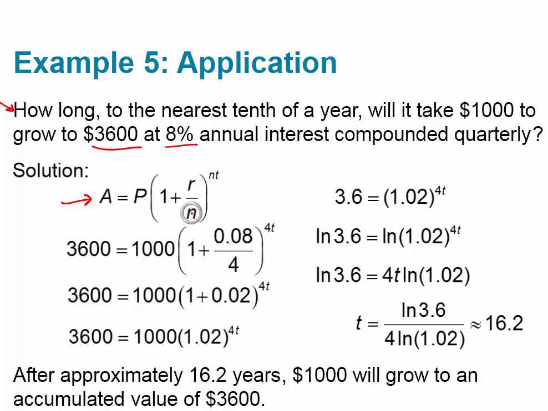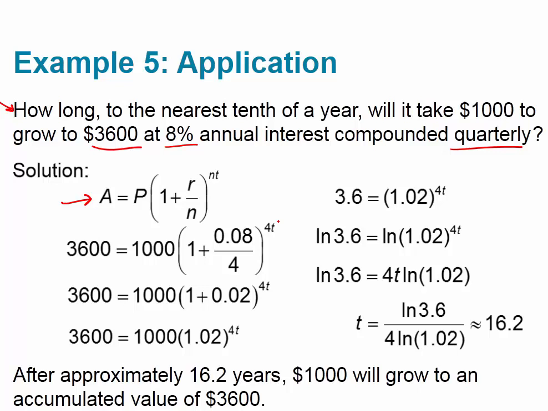N is the number of times it gets compounded in a period. Well, a period here is a year, because that's what the interest rate was. It's compounded quarterly. That means 4 times a year. So N would be 4. And then up here, 4 right there again. This N and this N are the same. So 4 goes there. And what we're trying to solve for here is the T for time. We want to know how long it's going to take this $1,000 to grow into $3,600.